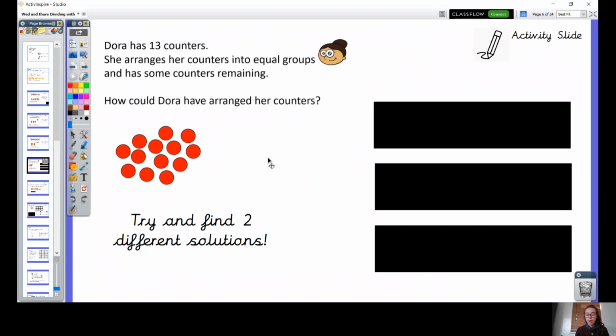So I suggest that you get 13 of your objects now together and have a go at making equal groups, but you've always got some left over, remember. See if you can find 2 different ways of doing this. Have a practice at grouping them in different ways, but making sure you've got some left over which don't quite make another group. So find 2 different ways. You don't need to write these down extensively in your book. Just have a little practical go in front of you. Pause the video.